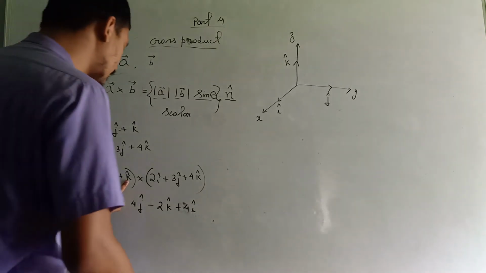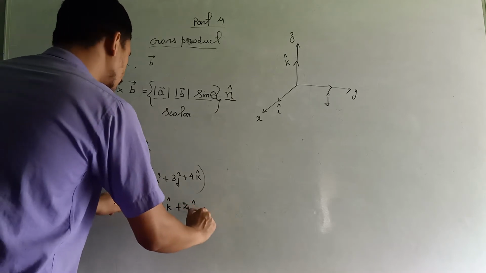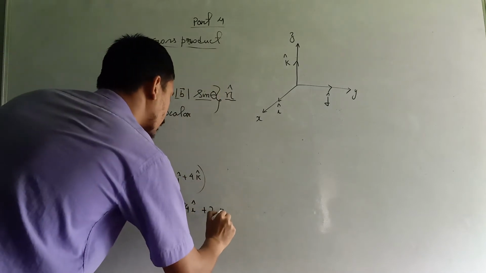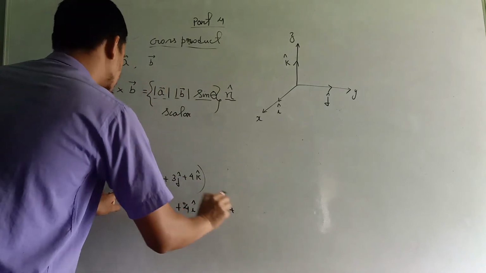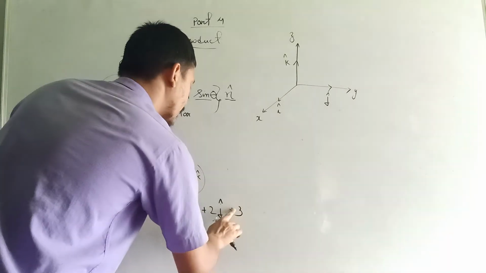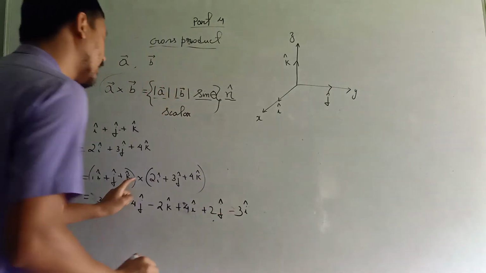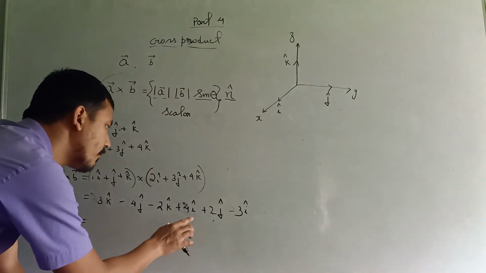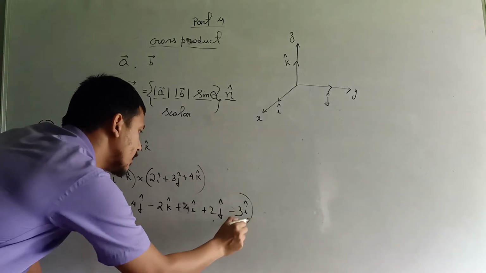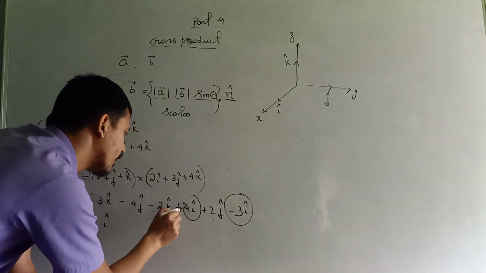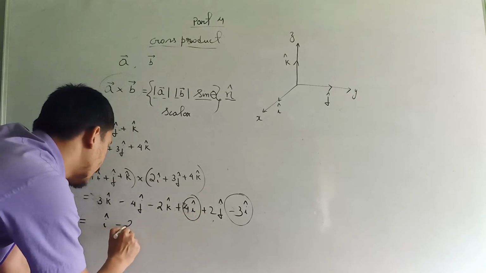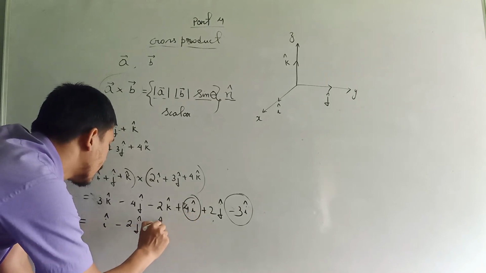Now for this one. 1 times 2 is 2. k cross i. k cross i will be j. Yes, clockwise. Plus 1 times 3 is 3, k cross j, minus i. Very good. So minus i cap. And then k cross k is 0, right? So we have i cap, this one and this one. i cap minus 4j cap plus 2j cap minus 2j cap plus k cap.